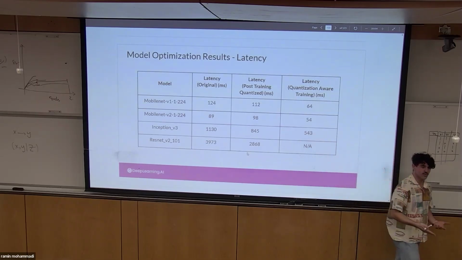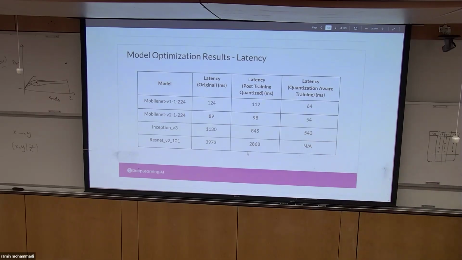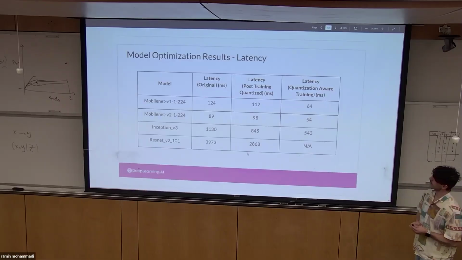So you still do the quantization. It's a good practice when building a neural network to quantize as you go. Why is it faster than post-training quantized?